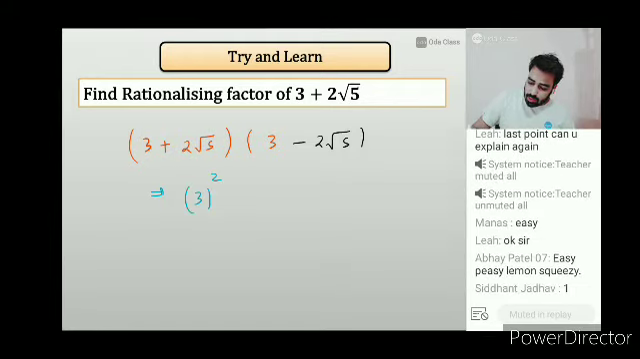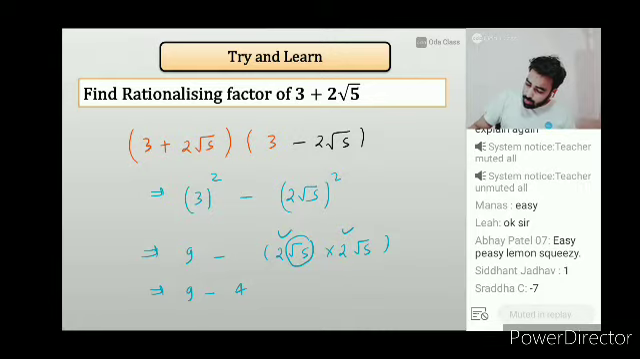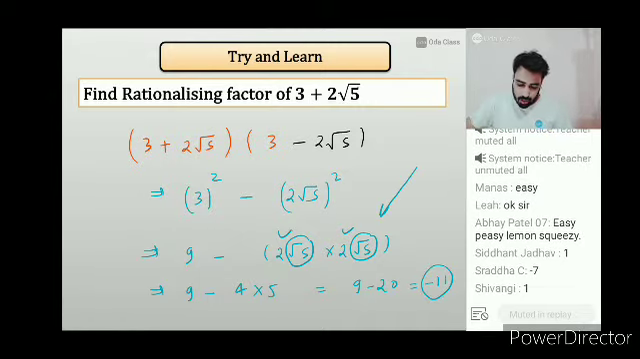Sir, this is equal to 3 square minus 2 root 5 whole square. 3 square is 9, and 2 root 5 into 2 root 5, what will I get? I'll get 9 minus 2 into 2, 4, and root 5 into root 5 is 5. So 9 minus 20, that is minus 11. This multiplication is the most important part. Beta, the last tip is this: the plus sign, you change it to minus; the plus sign, you change it to minus.